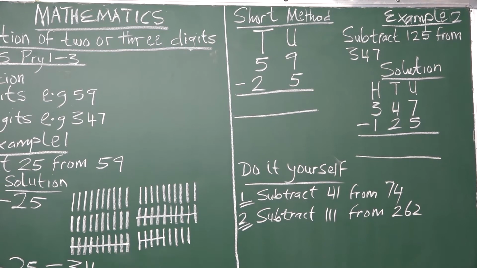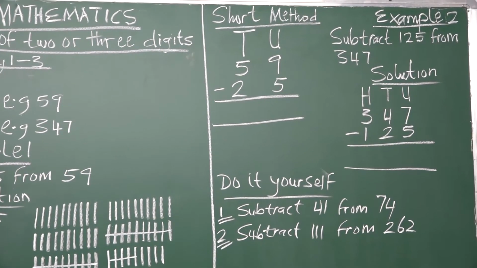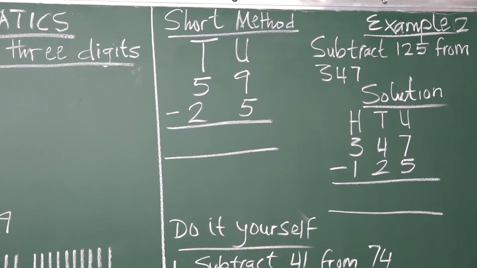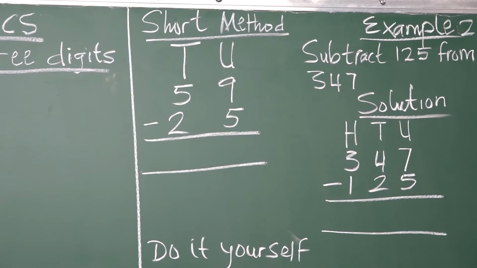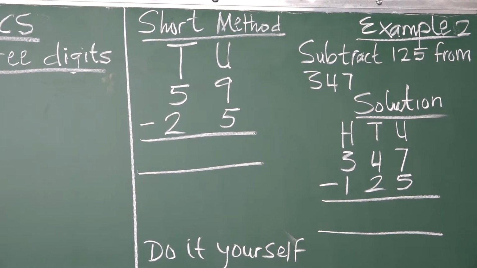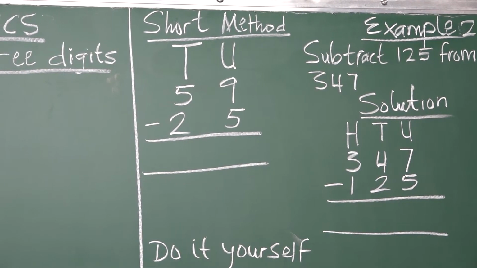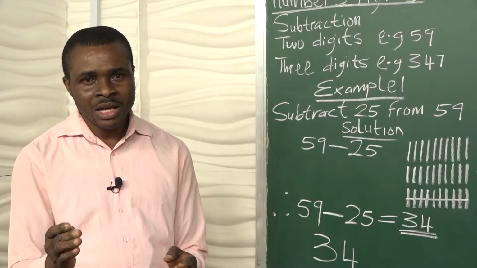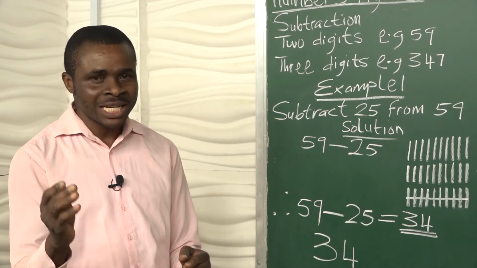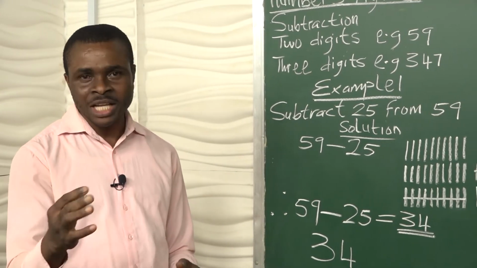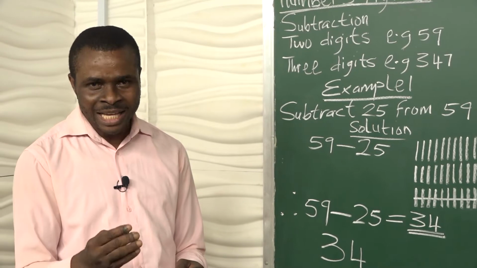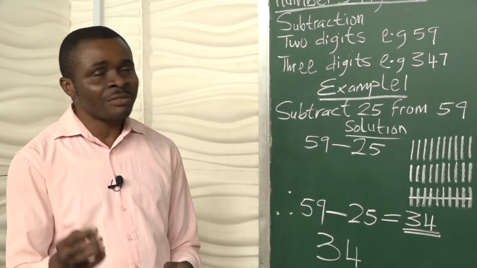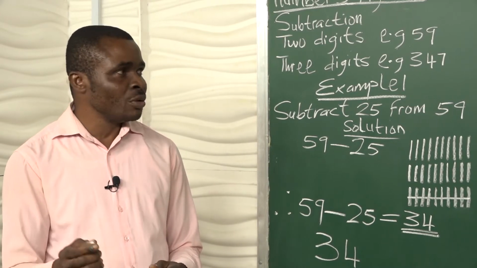In using the short method, you use place value. And what is place value? The position of a digit in a number, that is place value. Since we are using 2 digits, like the 59, you write it down, and if you look at it, coming from your right hand, the first digit is 9, and the place value of 9 is unit. While the second number 5, the place value is ten.